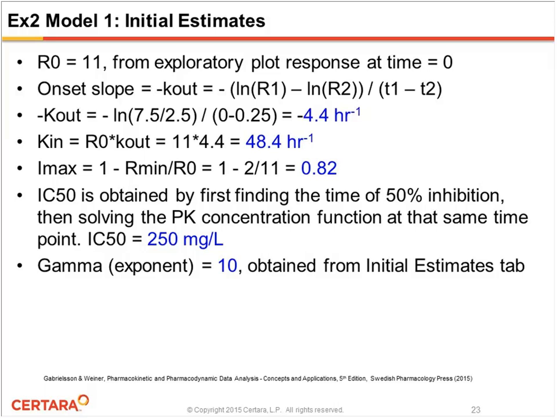The IC50: first we will find the time of 50% inhibition and then solve the PK concentration function at that time point, which gives 250 for the IC50 estimate. And then, as before, we will use the initial estimates tab to find an initial value for gamma for the model fitting. Next slide.